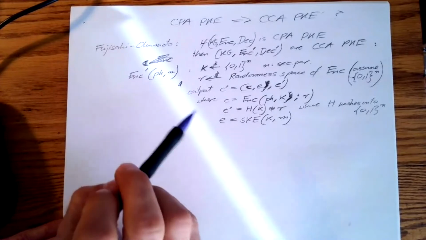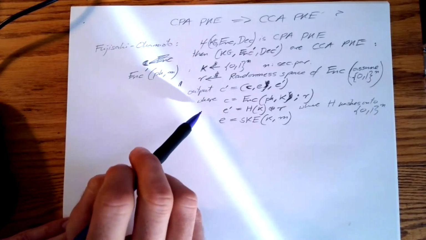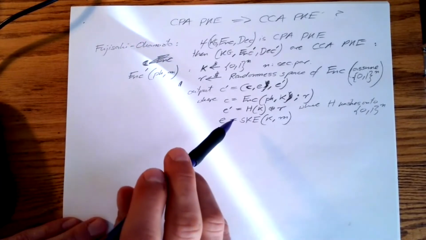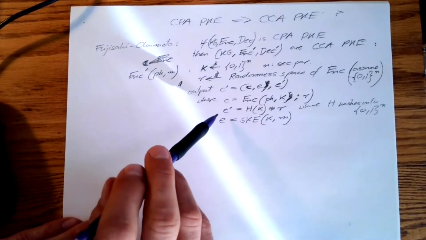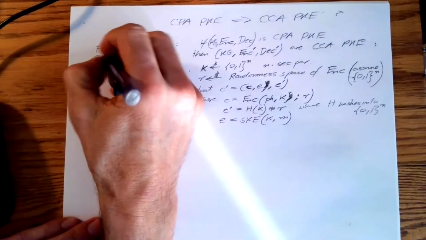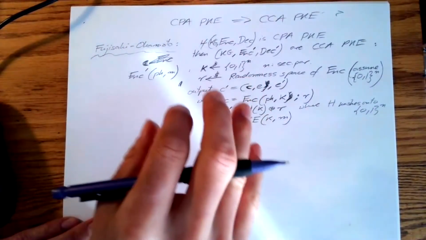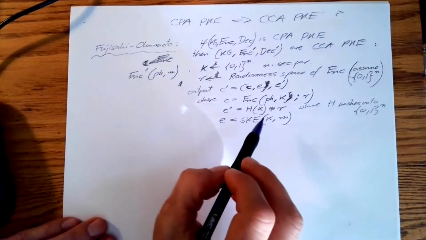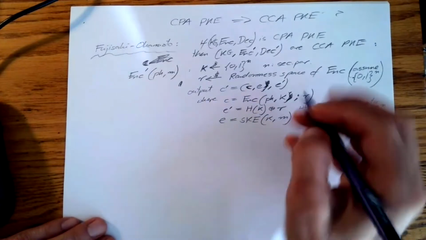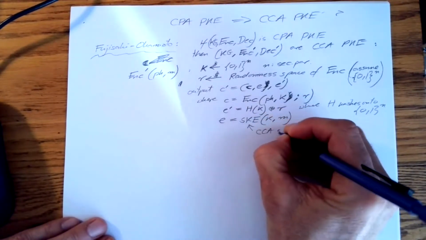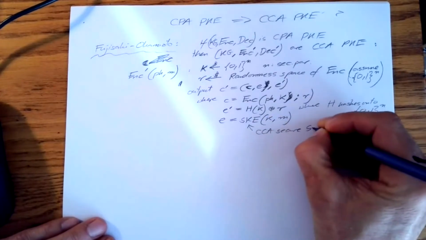So this is still a sketch of Fujisaki-Okamoto. The story with Fujisaki-Okamoto was that the first compiler had some technical issues and it was amended. And this encryption has to be a CCA secure symmetric key encryption.